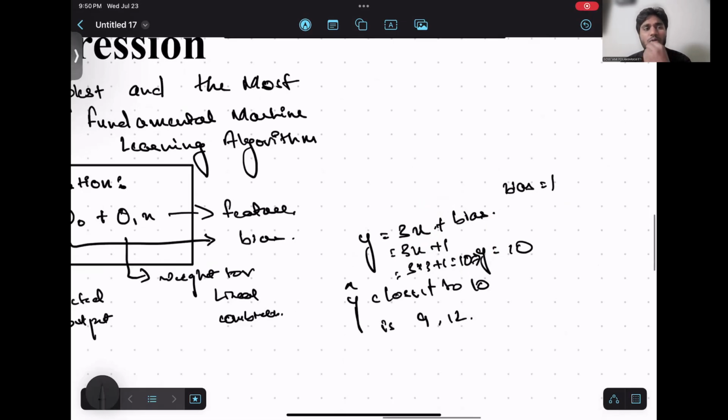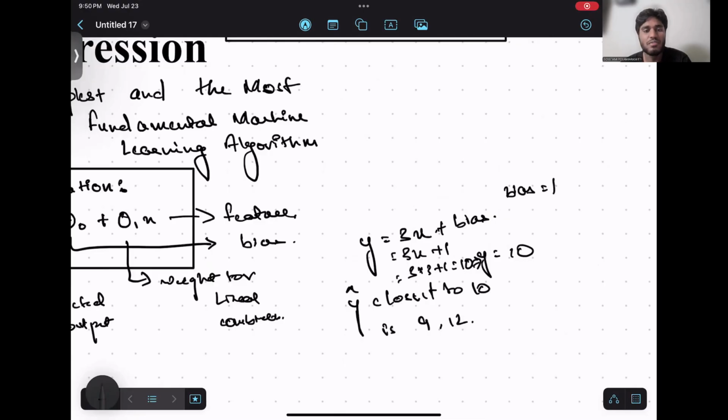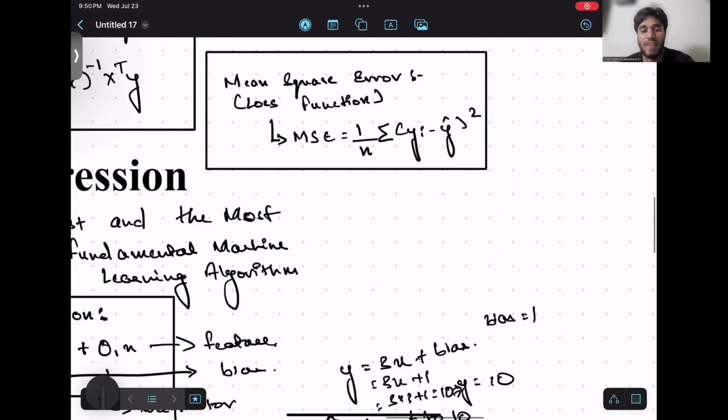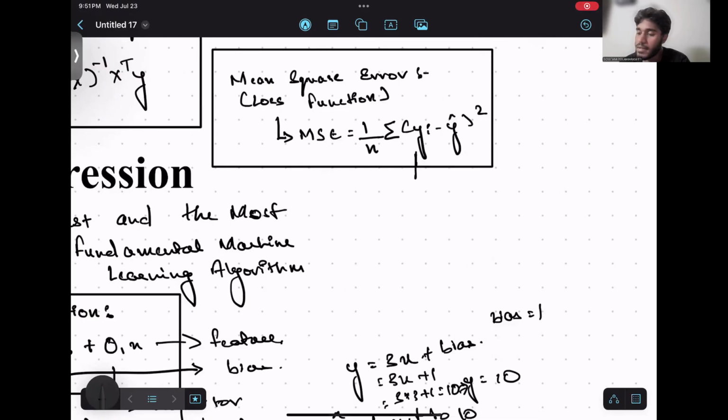But how do we fit this best line? How do we find the best line? We want the line where the predictions are as close as possible to the data points. And how do we do this? We do this by finding a loss function. In linear regression, we use the mean squared error loss function, which takes the difference of the actual value of y and the predicted value of y, squares that, and then takes the average.